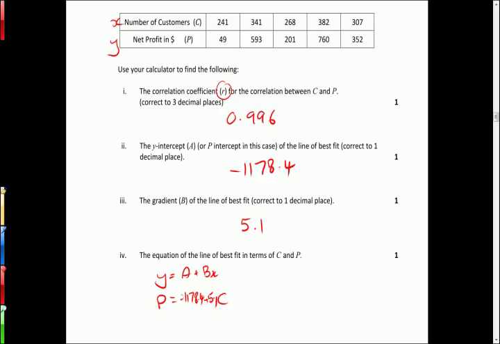So there's my equation. Profit, is that what this was? Yep, profit is equal to minus 1178.4 plus 5.1c. So in other words, if they had no customers, the y-intercept is saying they're losing $1,178.40. But for every customer, it goes up by $5.10. Okay.